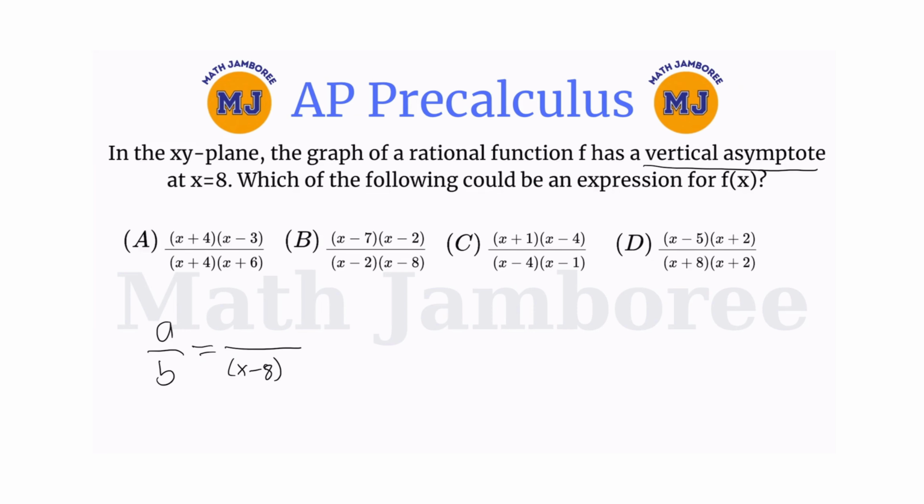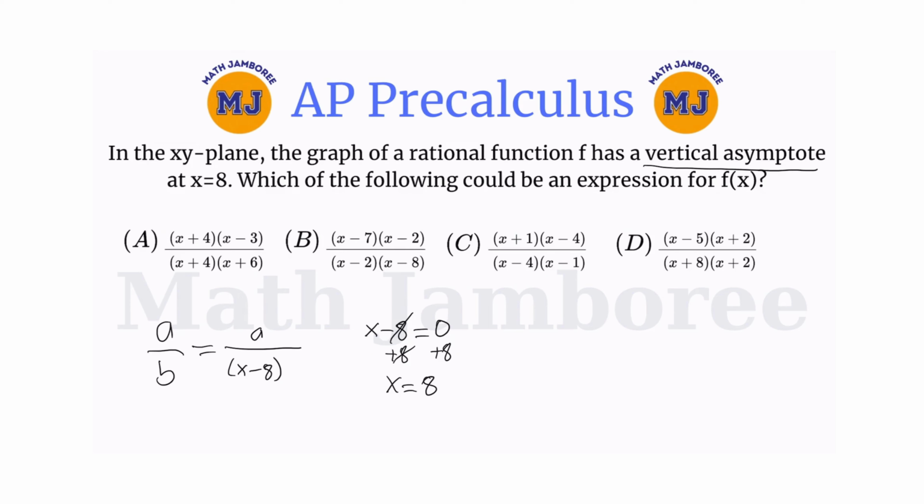If you didn't understand this part very well, let me explain again. x minus 8 is equal to 0. When you add 8 to both sides, x will be equal to 8. So the vertical asymptote is 8. That's why in the denominator we must have x minus 8 in it.